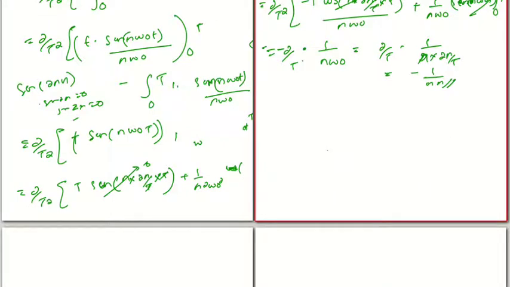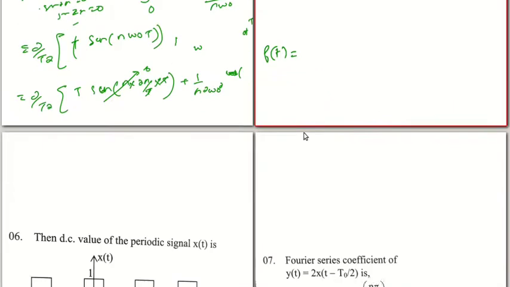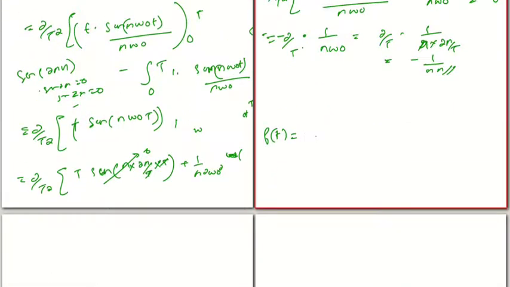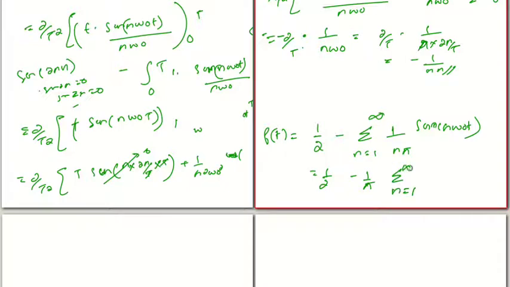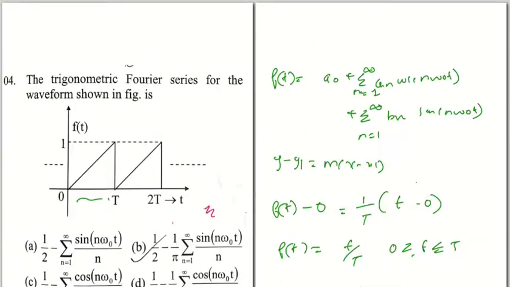So again write f of t equal to a0. Instead of a0, it is 1 by 2. 1 by 2 minus sigma n equal to 1 to infinity, instead of bn, it is 1 over n pi, into sin n omega 0 t. I can take this pi outside, so it will be 1 by 2 minus 1 by pi, summation 1 to infinity, sin n omega 0 t divided by n. So that is the answer.